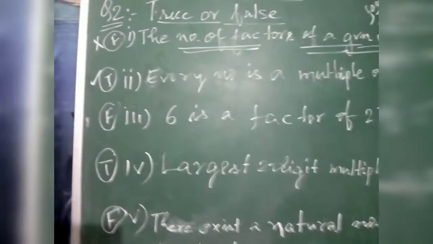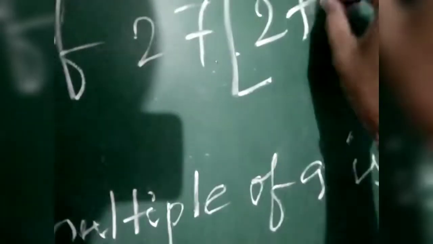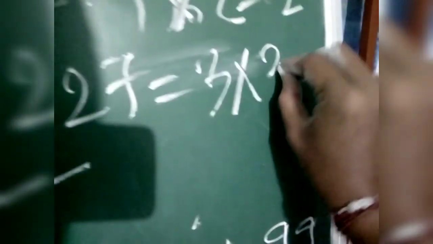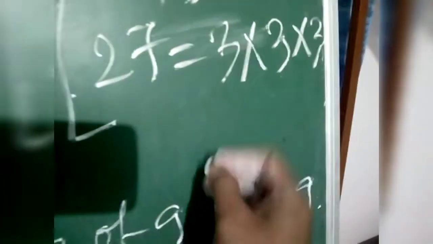Now third: 6 is a factor of 27. Checking the factors of 27, it comes out to be 3 into 3 into 3. If I check all the factors, they are 1, 3, 9, 27. Is there any 6? No. So obviously this is also false.